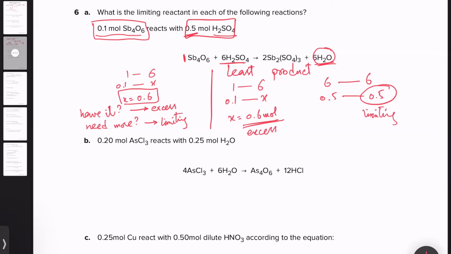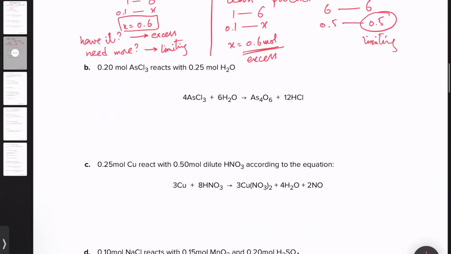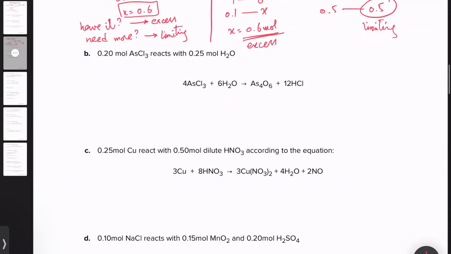So that was the first method. That's the method that you're used to doing in O levels. The other method is the least product method. You pick any one product and you use it. So can you use it to figure out B or C, any one of these?